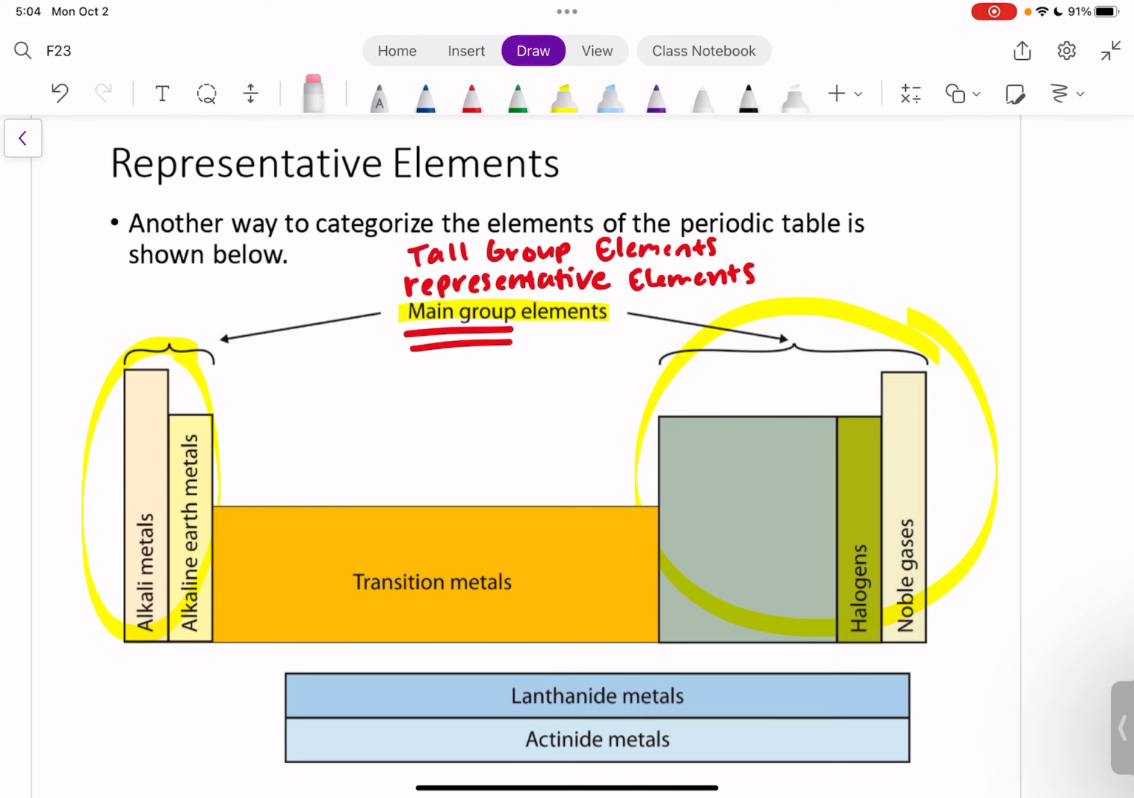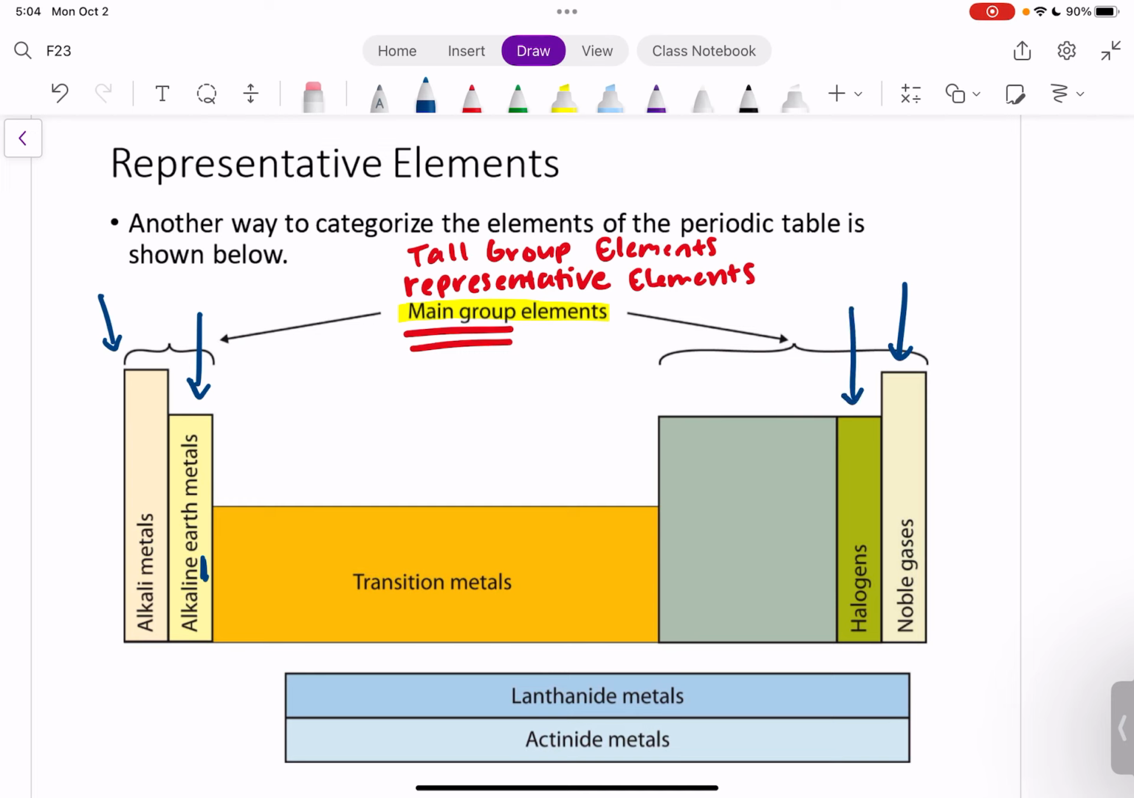We can break them down further into some categories. In the first column you see here, we've got alkali metals, and we'll talk about more of the characteristics of those metals at the end of this video. In the second column, we've got alkaline earth metals. And then on the right, we have our noble gases. We've talked about noble gases a little bit when we talked about configuration, but we'll talk about them more. And then we've got something called halogens.